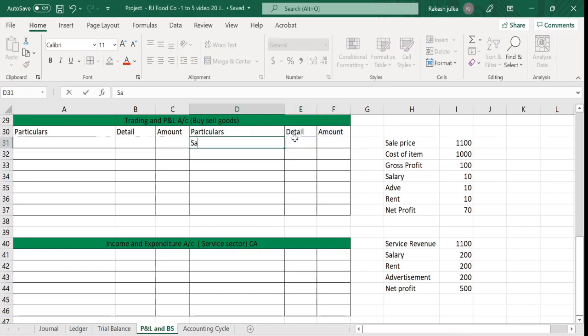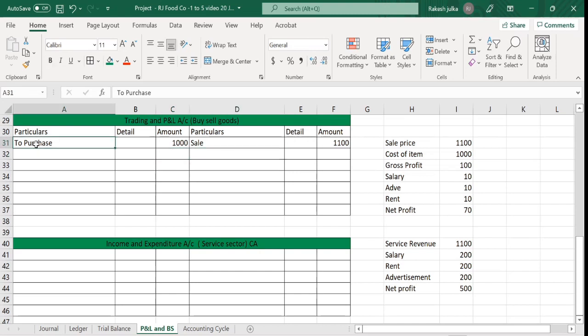Sale price. If I write here sale, let's say the sale is $1,100. On the other side, I'm going to write here purchase, and the purchase, for example, is $1,000. We assume in this case that whatever product we have purchased, the same thing we have sold, and there is no closing stock. For example, closing stock is 0, so I'm not going to write it here. For example, this is 0, right?